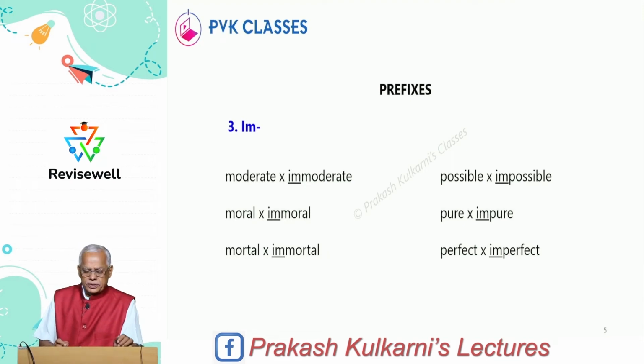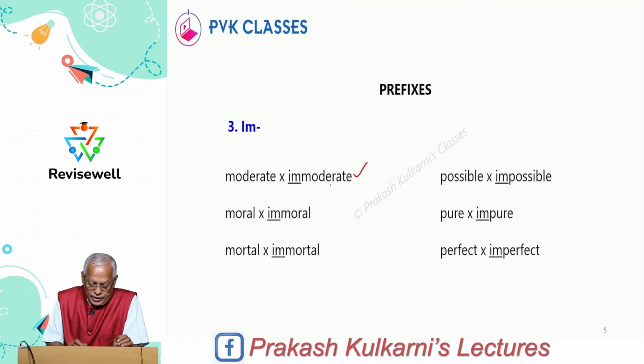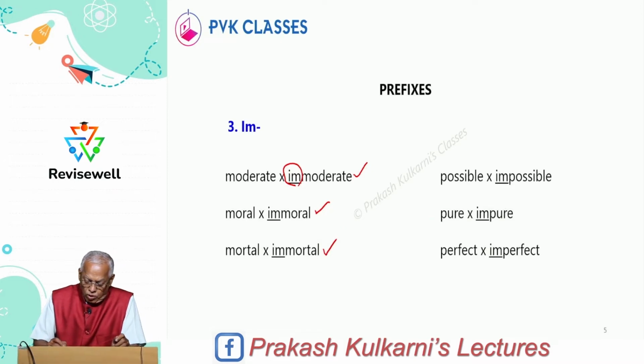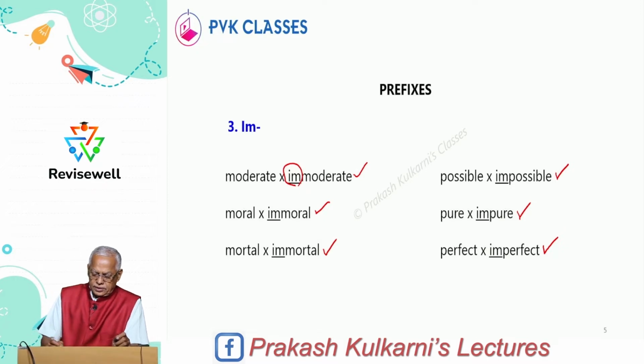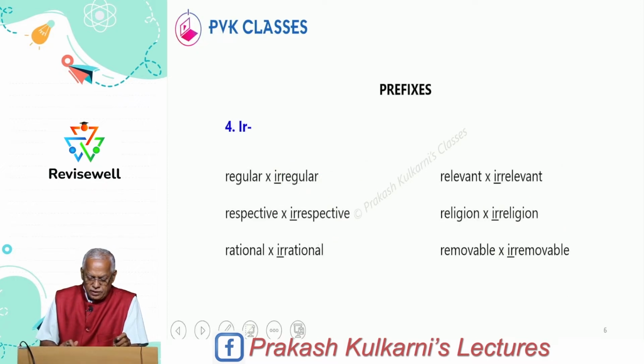And the third prefix is im. Again, the meaning of im is not. Moderate, immoderate. So here it is the prefix im. Moral, immoral. Mortal, immortal. Possible, impossible. Pure, impure. Impure means not pure. Perfect, the opposite is imperfect, means not perfect. So the meaning of im is denoted as not in English.